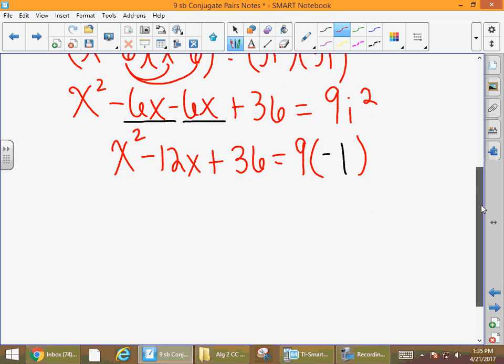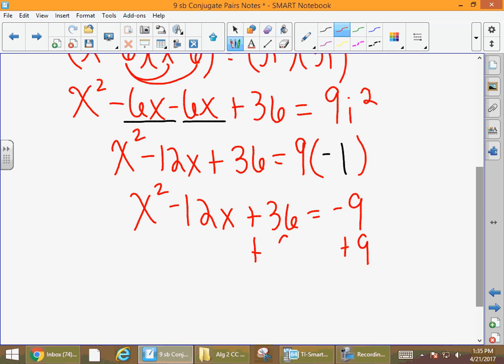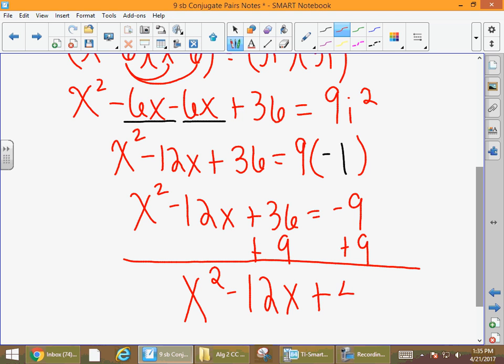So we're almost done now. And I know it doesn't seem like it's a shortcut, but believe me, it's a shortcut. x squared minus 12x plus 36 equals negative 9. And finally, we can move the negative 9 over to the other side, and our equation will be in standard form. We don't have to do anything extra. It's x squared minus 12x plus 45. There's our standard form.